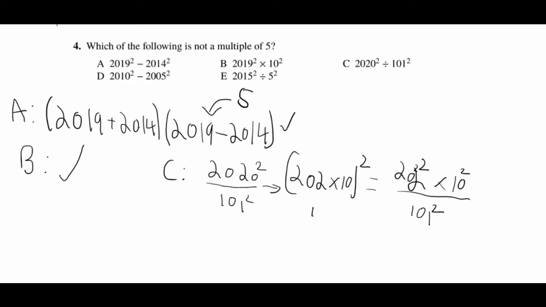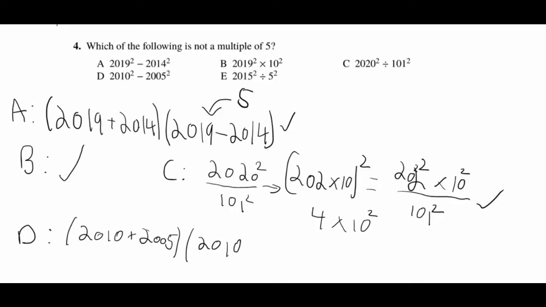So C is equal to 4 times 10 squared, and by the same argument as we used in B, if we're multiplying a number by 100, it must be a multiple of 5. So clearly C is also a multiple of 5. Now let's look at D. Well, D is similar to A in the sense that we can use the difference of two squares, and so D will be equal to 2010 plus 2005 multiplied by 2010 minus 2005.